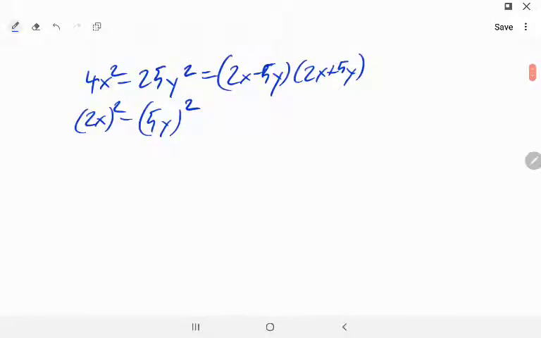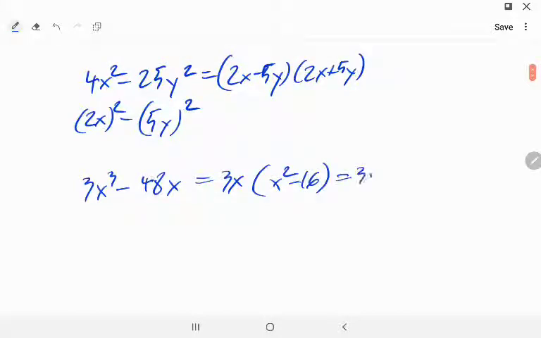Once in a while we'll come across something like 3x cubed minus 48x. We notice that it's not a difference of squares, but if we factor out that 3x, we're left with x squared minus 16, and so we're right back to 3x times the quantity x minus 4, quantity x plus 4 again.